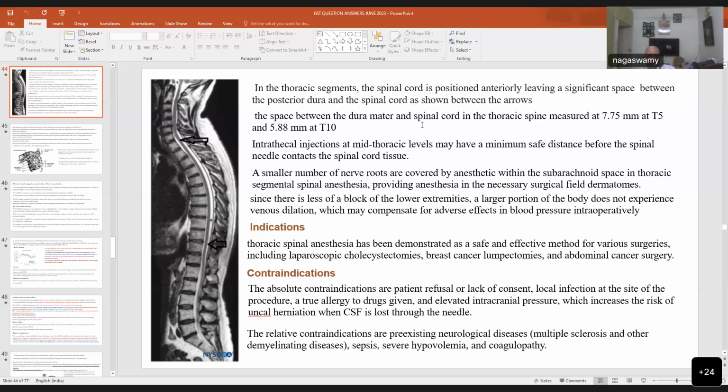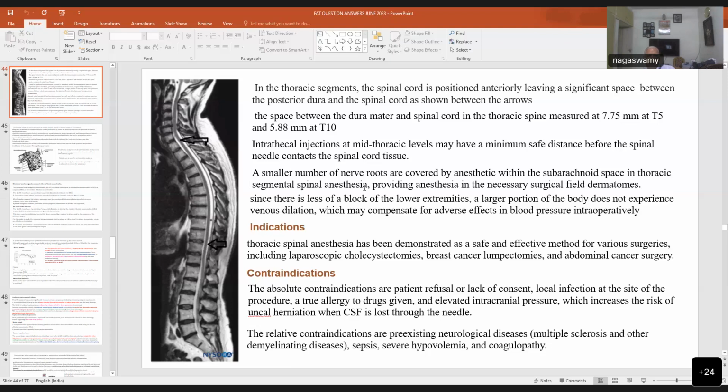The space between the dura and the spinal cord in the thoracic spine measures about 7.5 millimeters at T5 and 5.88 at T10. As it comes down, you can see that the gap becomes lower. So intrathecal injections at mid-thoracic level may have a maximum safe distance for the spinal needle to contact the spinal cord tissues. The direct damage to the spinal cord by the spinal needle is very much lower in the thoracic region, contrary to what we have been thinking all these days, that you can directly hit the cord and produce damage. That is not true in the thoracic region. It is much more common lower down.